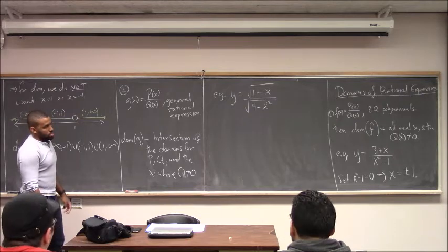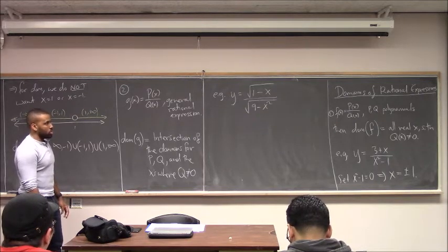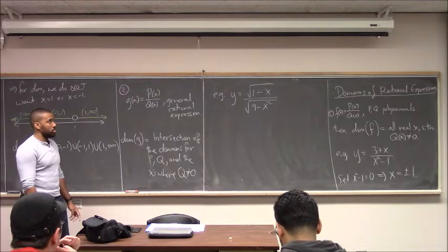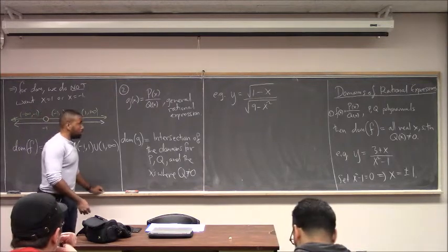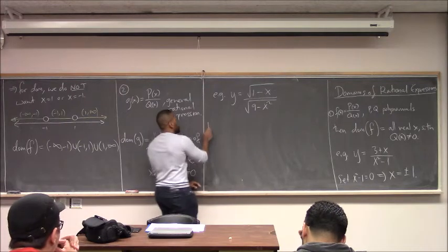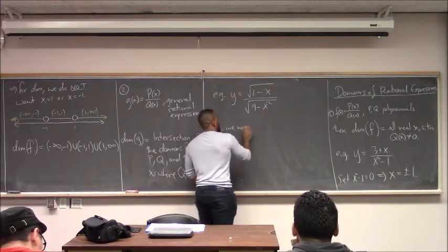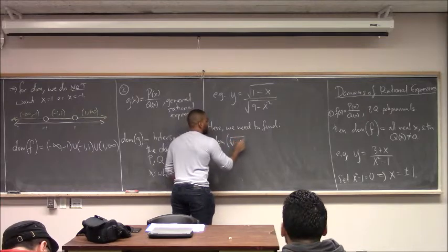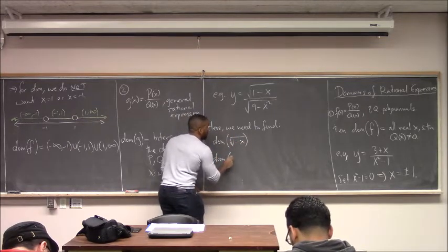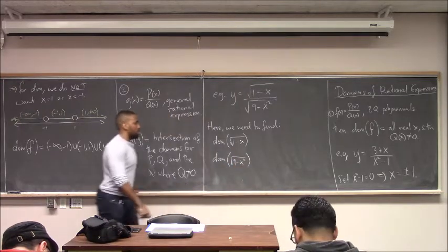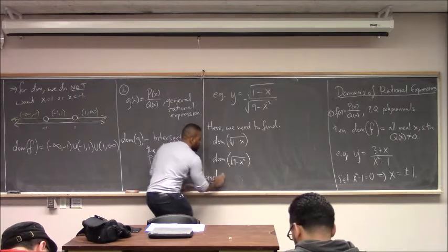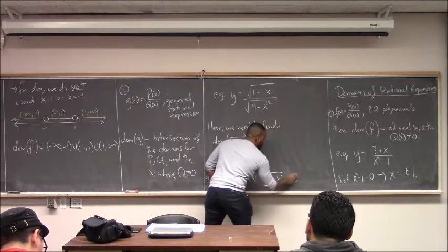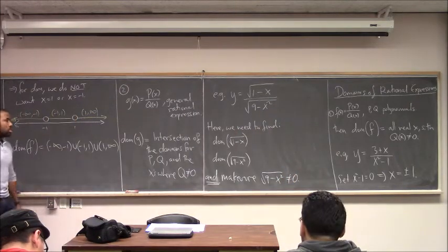So now, not only is it important to know that the denominator is not 0, it's also important for the radicals to work. And we know for the radicals to work, we need what's underneath them to be 0 or positive. So here, just to remind you, we need to find, first of all, the domain of the top, the domain of the bottom, individually, and we need to make sure that the bottom is not 0 itself. So there are a couple things we need to check here.